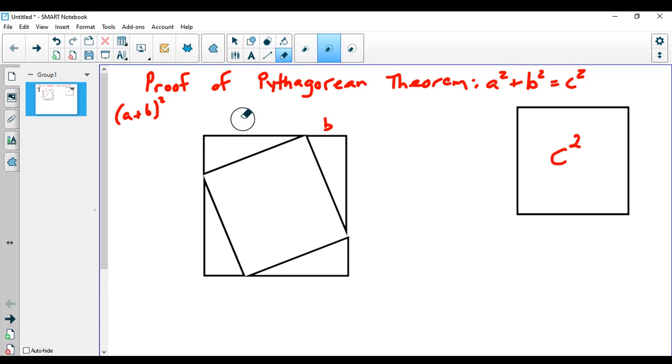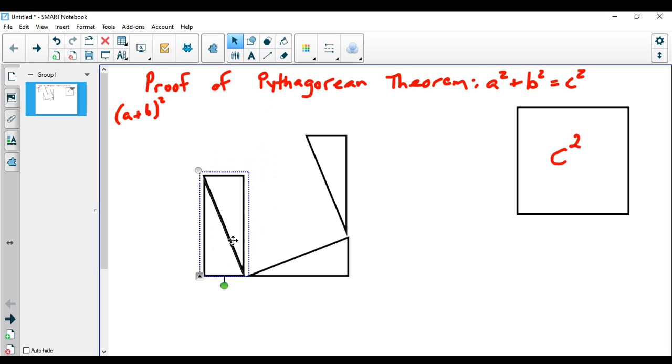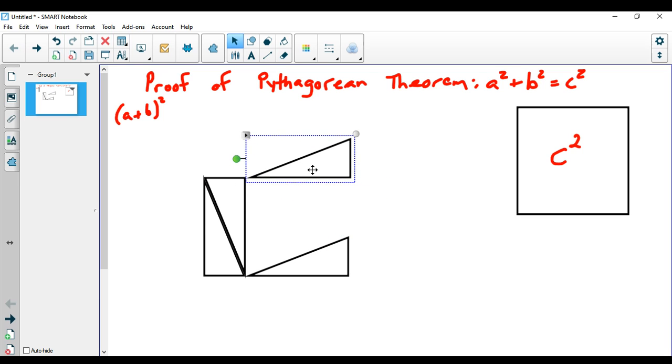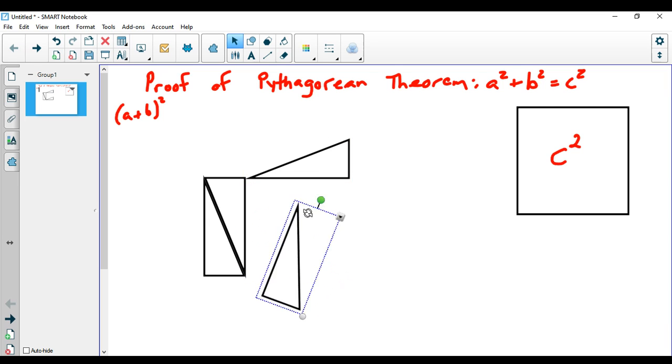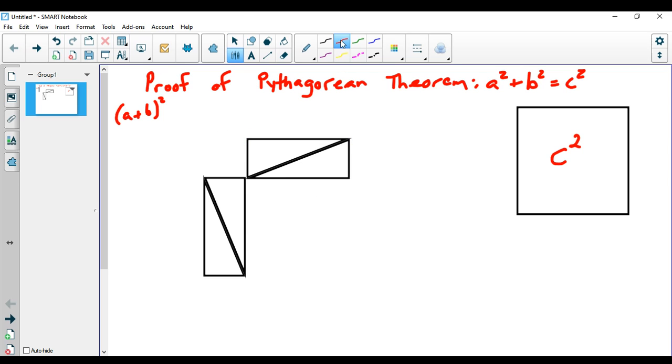So I'm going to get rid of this, and I'm going to use my same 4 triangles and just rearrange them a little bit. Point this one down and stack it there. Point this one up, stack it there. And we're going to throw this one down right here. Same 4 triangles. Now they're not perfectly placed, but it's good enough.